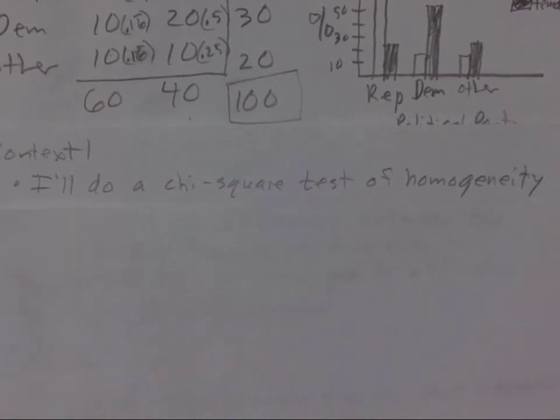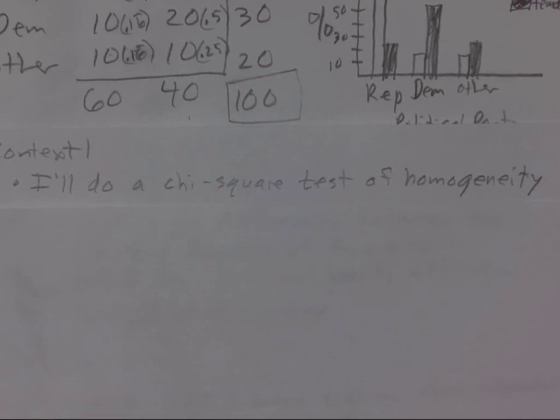Those names are not going to be in your calculator. You have to remember them. So the chi-square test of homogeneity. In other words, are these two populations the same when you look at them? Are they homogeneous? And so that's the first step.